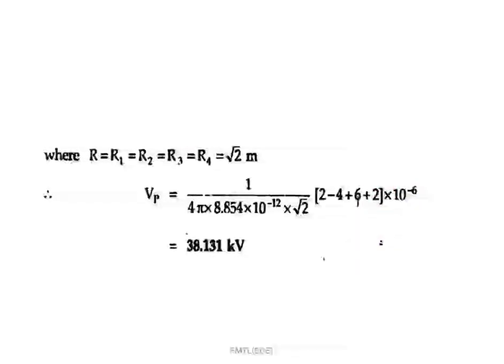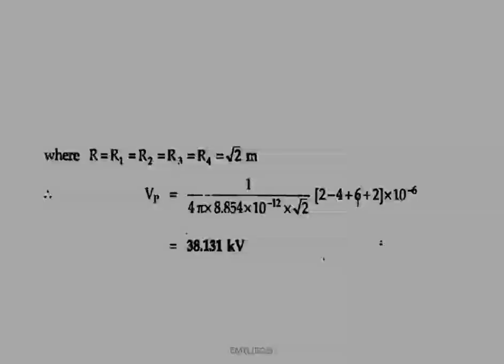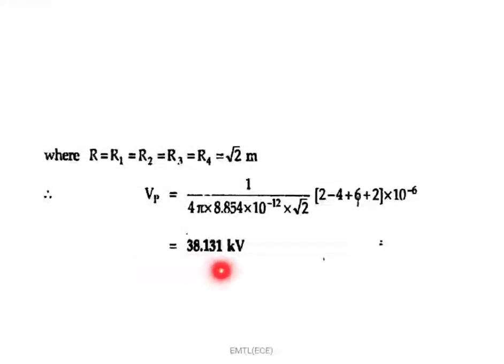So by calculating these values, the potential at the point due to these four charges is equal to 38.131 kilovolt. So this is the final solution, that is the potential due to four charges which are at the corners of the square. So these are the problems based on dipole and current density. Thank you.